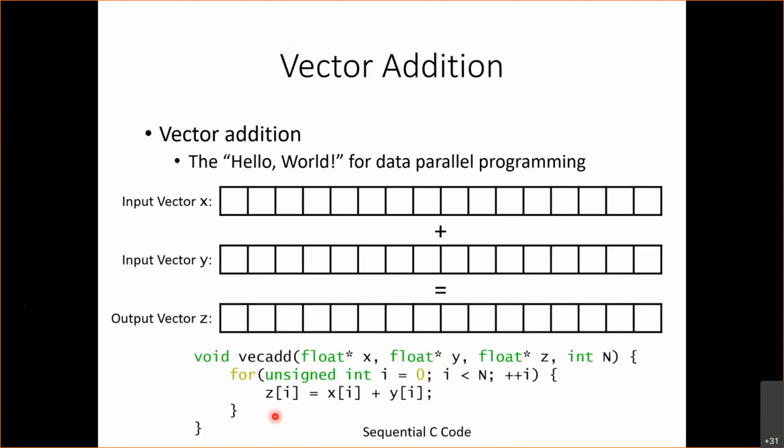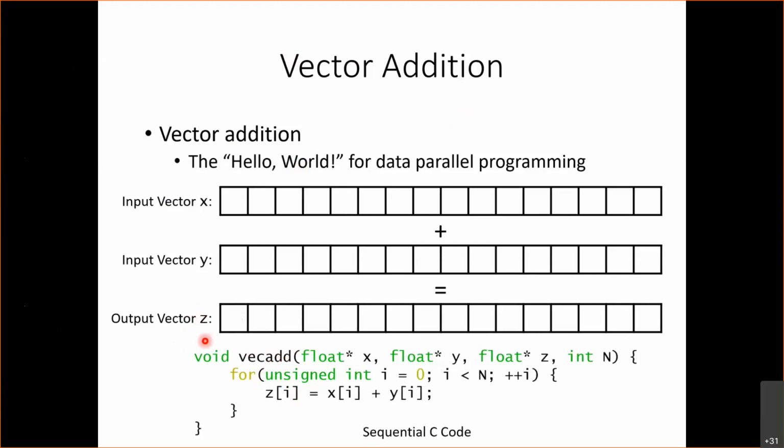Okay, so now you know what vector addition is, and now let's go and see how we can do this vector addition in parallel. How can we take this vector addition and, rather than doing it on the CPU sequentially like I just did, send it to the GPU so that it can be done on the GPU in parallel.